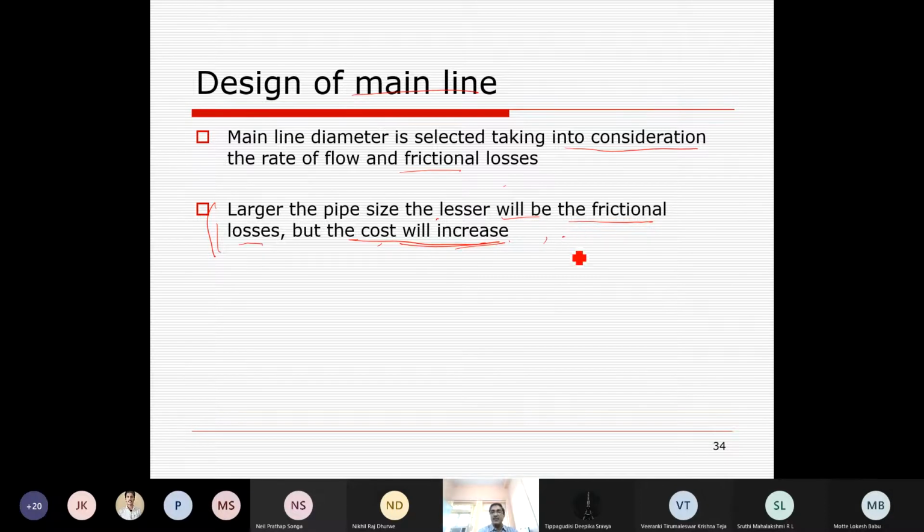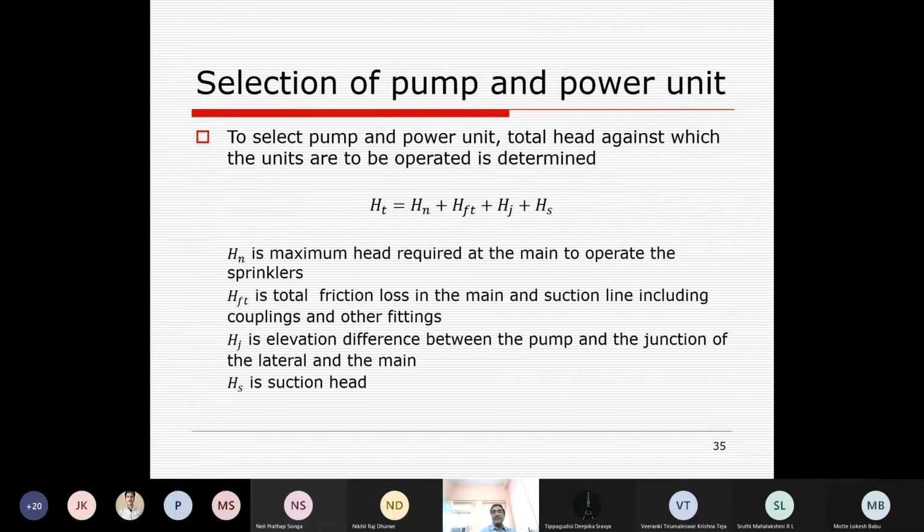So we need to find out a particular size which is better in both conditions, to save some head because of loss, as well as to save the cost in terms of material. So we need to take care about material as well as the size, and that's why it's important to find out a particular size of the pipe which supplies water at the required pressure condition, at minimum cost involved and minimum loss of energy.